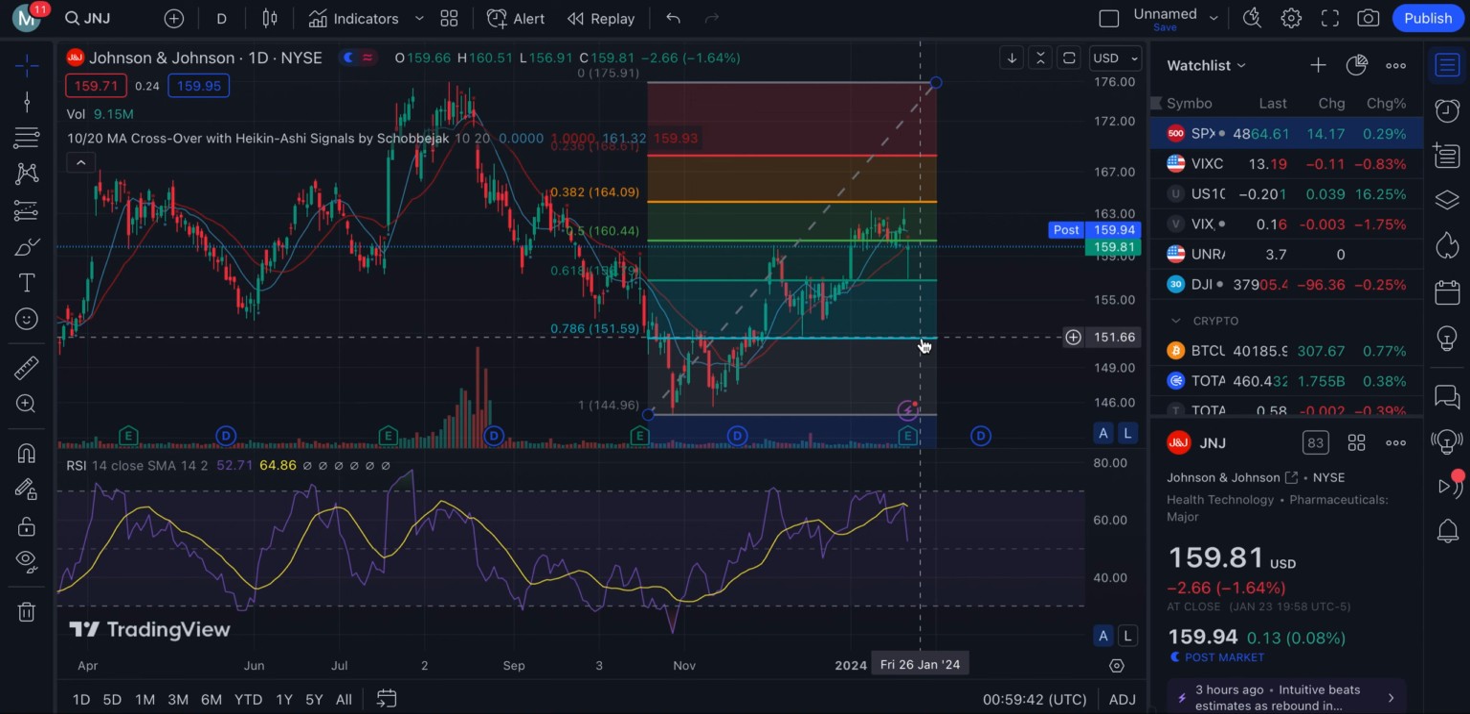Now, if Johnson & Johnson went below that, got down to here, I'd say maybe it's possible that we go down to 144. But if you really liked it, why not buy it at 151?